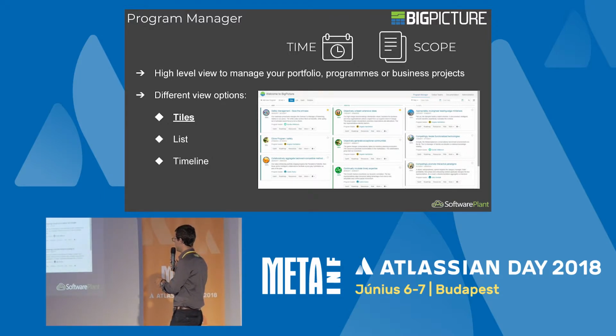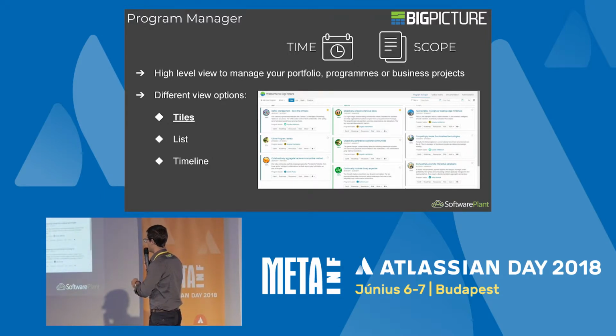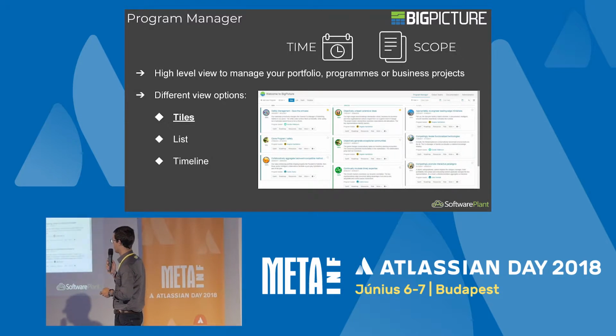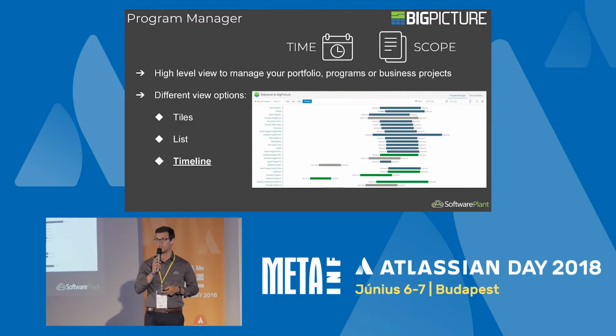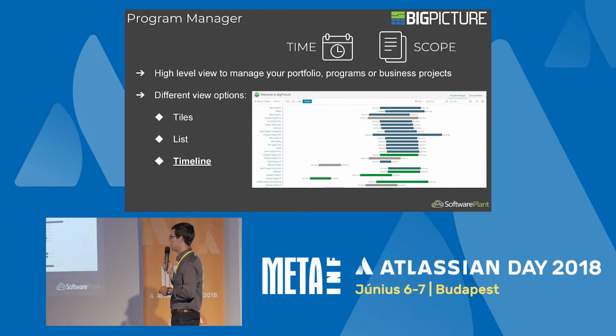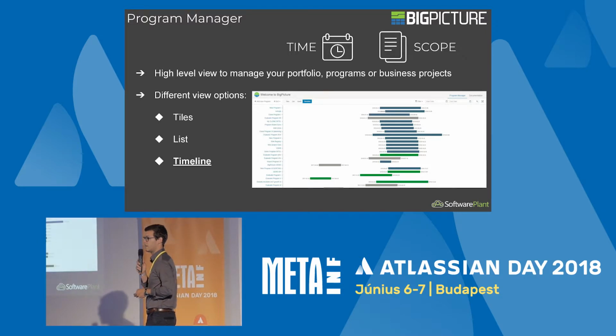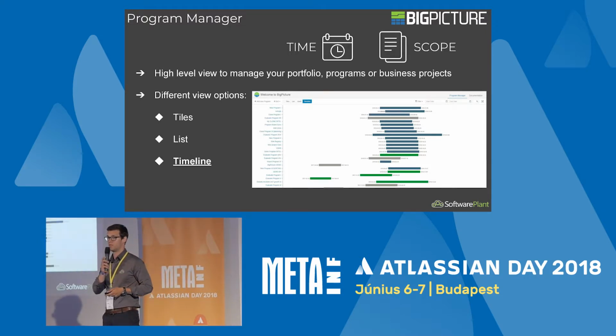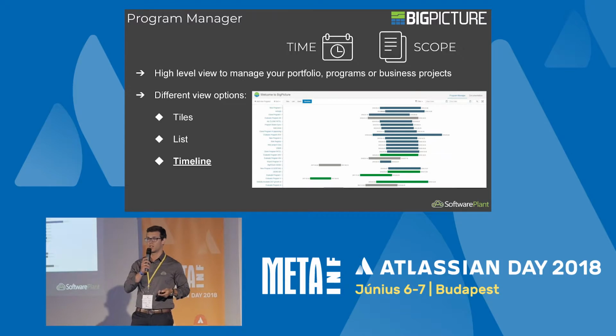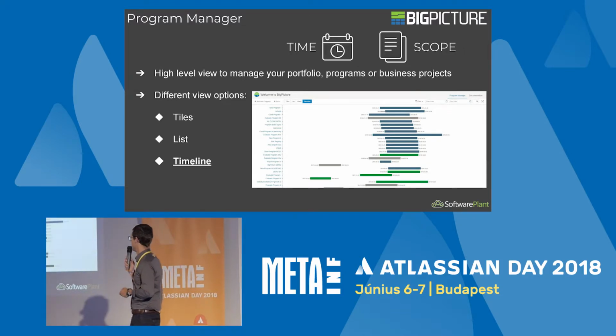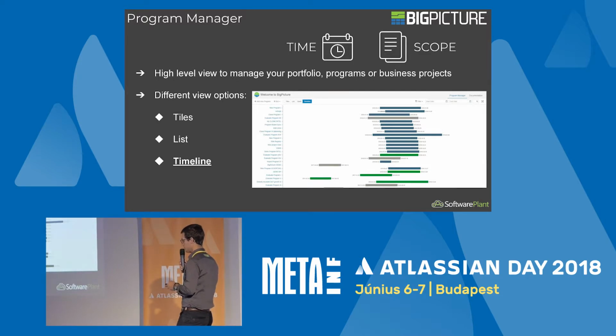There are different views, for example, tiles on a Kanban board: to do, in progress, done, to see the picture of all initiatives that are planned or going on in your organization. But you can also have a view you can simply share with your stakeholders to have a big picture of what kind of initiatives are done in your organization, seeing them on the timeline.